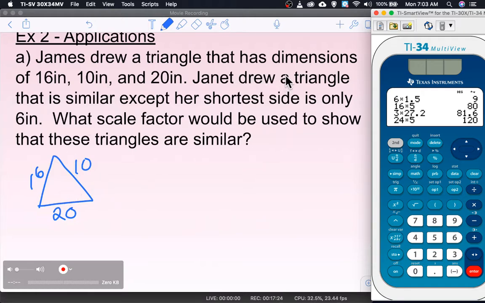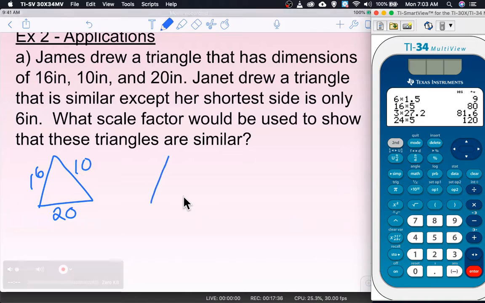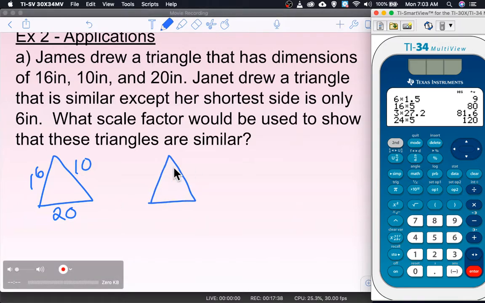Janet drew a triangle that is similar, except her shortest side is only 6. So which of these, I'm going to make my triangle a little better, I guess. There. Which of these would I label as 6? Well, if Janet's shortest side is only 6, I'm going to put it here because that was the short side of James, so I'll make that the short side of Janet.